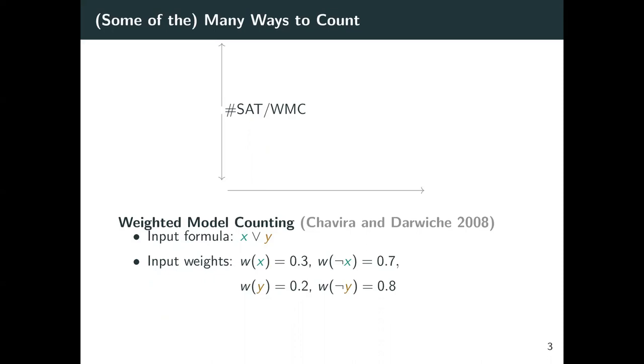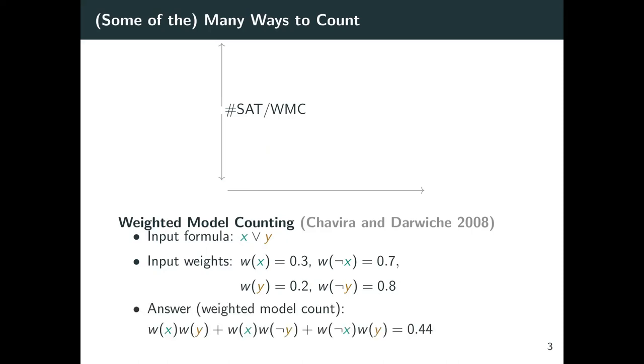More recently, the idea emerged that we can add weights to the literals and model probabilistic computations in this way. So here, instead of an integer, the answer is a sum of products, where we have a term for every model, and each term is a product of the weights of the literals in the model. And the goal of a weighted model counting algorithm is then to compute the sum of products as efficiently as possible. And this basic idea has been extended in three major directions.